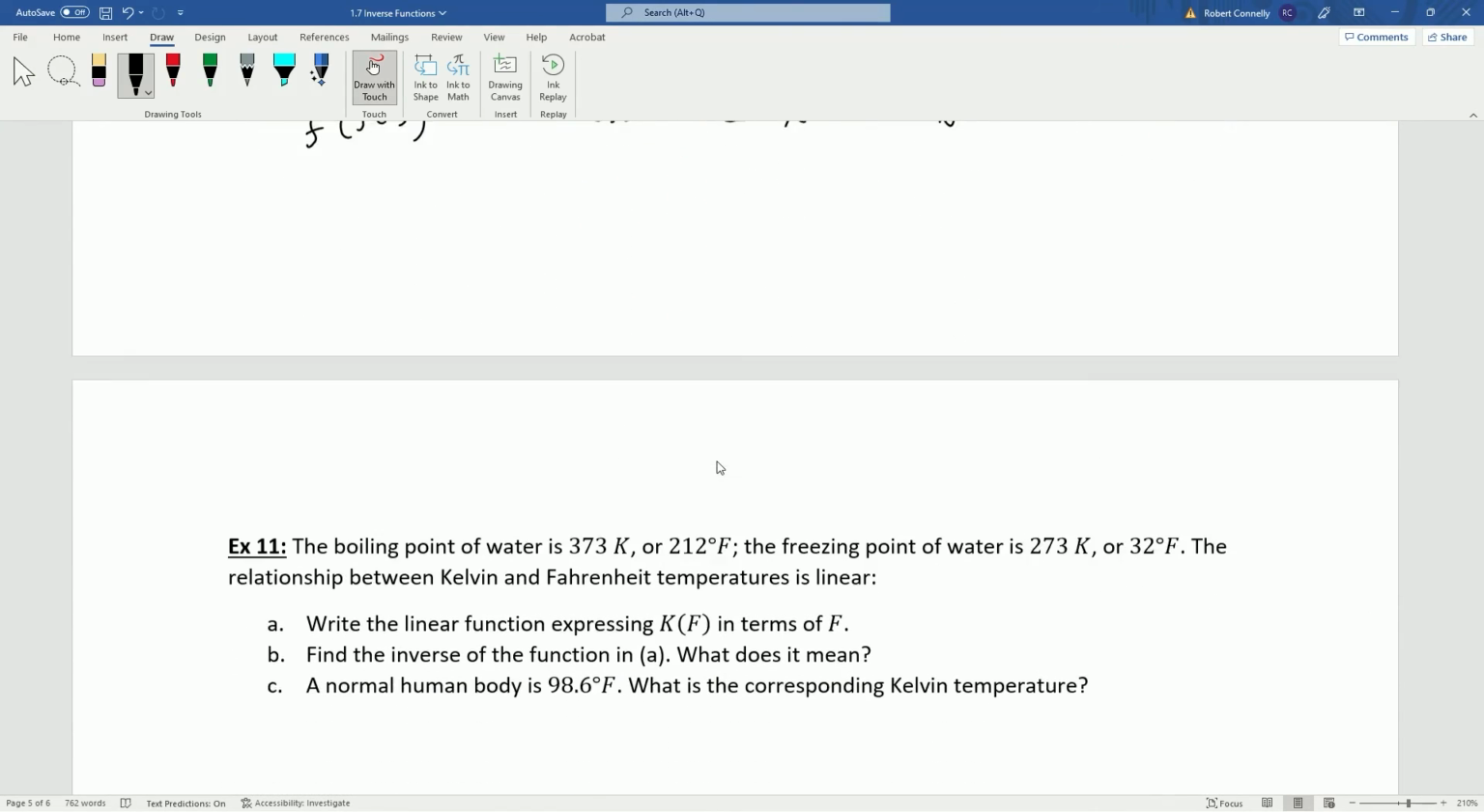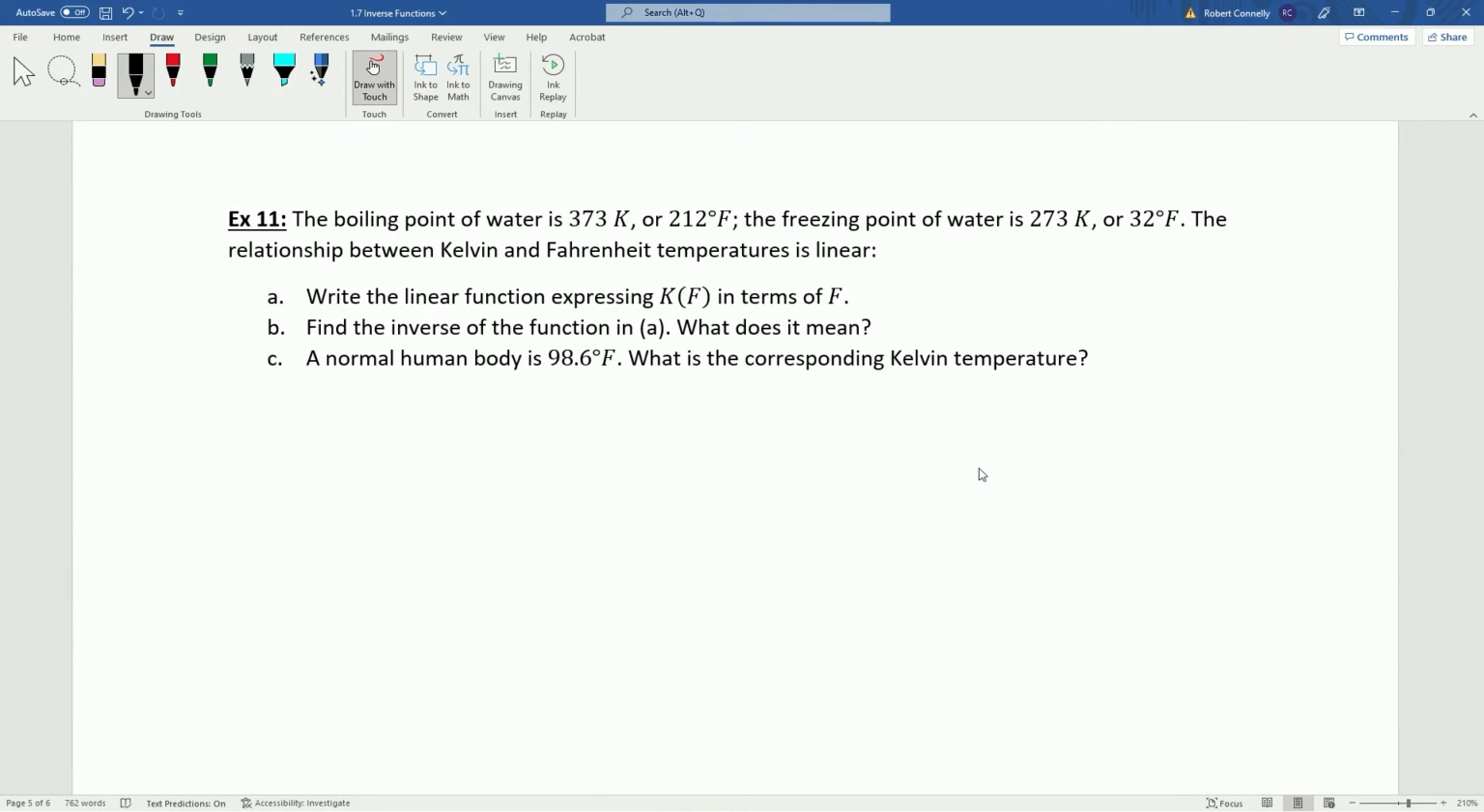Now we have one more problem to look at here, which is a little bit more involved. So for this type of problem, we really do have to take a little bit of time to think carefully about what we're doing, and try to problem solve it as best as possible. So the boiling point of water is 373 degrees Kelvin, or 212 degrees Fahrenheit. The freezing point of water is 273 degrees Kelvin, or 32 degrees Fahrenheit. The relationship between Kelvin and Fahrenheit temperatures is linear. Write the linear function expressing k of f in terms of f.